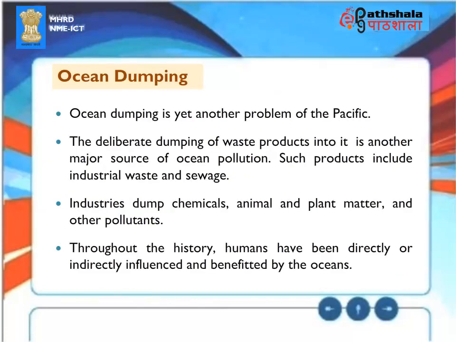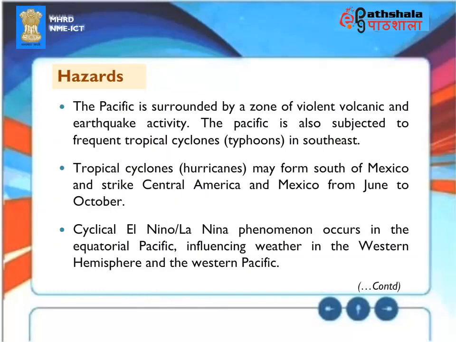Ocean dumping. Ocean dumping is yet another problem of the Pacific. The deliberate dumping of waste products into it is another major source of ocean pollution. Such products include industrial waste and sewage. Industries dump chemicals, animal and plant matter, and other pollutants. Throughout history, humans have been directly or indirectly influenced and benefited by the oceans.